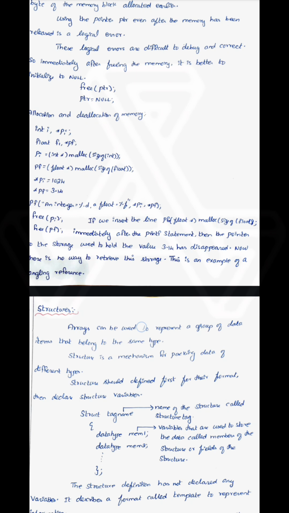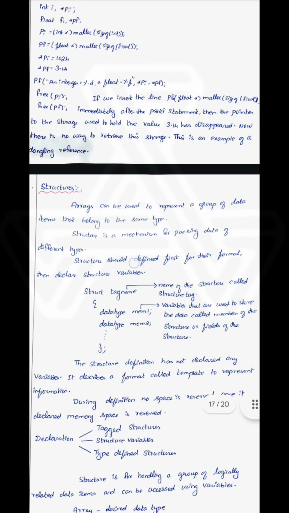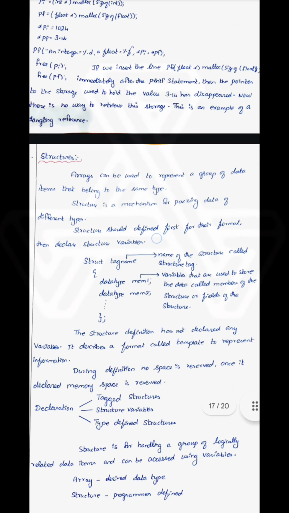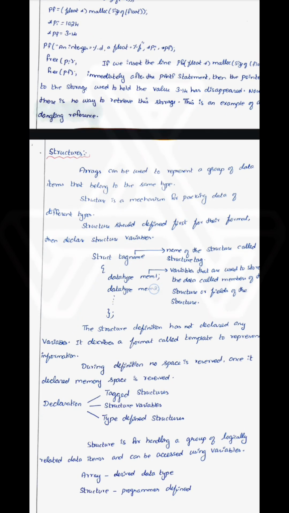free(pi). If we insert the line pf = (float *) malloc(sizeof(float)); free(pi) immediately after the printf statement, then the pointer to the storage we use to hold the value 3.14 has disappeared. Now there is no way to retrieve the storage. This is an example of a dangling reference.